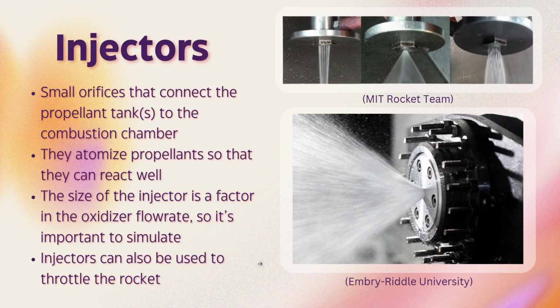The next part of the simulation is the injector. Injectors are basically small orifices that connect the oxidizer tank to the main combustion chamber, and their whole purpose is to atomize the propellants so that they can react better. And then the size of the injector also determines the oxidizer flow rate, which is pretty important for the rest of the engine. They can also be used to throttle the rocket by changing the size of the injector, but currently I don't have that kind of capability in my program.